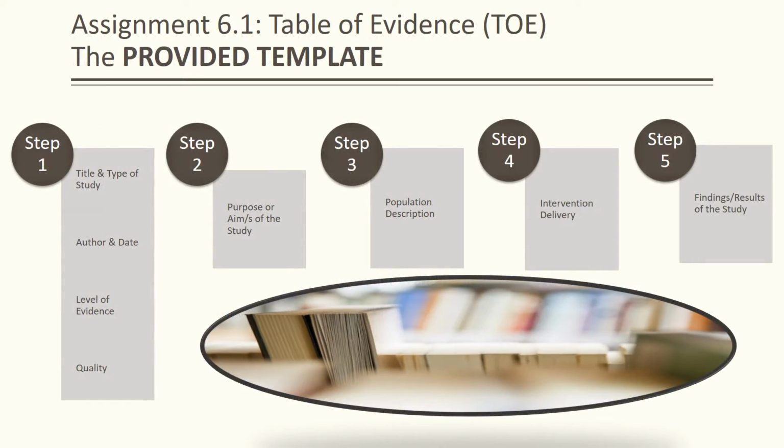So here's an overview of the provided template that you have available to you for the Table of Evidence, TOE. You're going to choose one integrative therapy that you are interested in learning more about. Search the literature to find 5 original research articles on the same integrative therapy. For example, all research articles should address yoga, or healing touch, or meditation, whatever you choose. Please choose only one integrative therapy for this assignment.